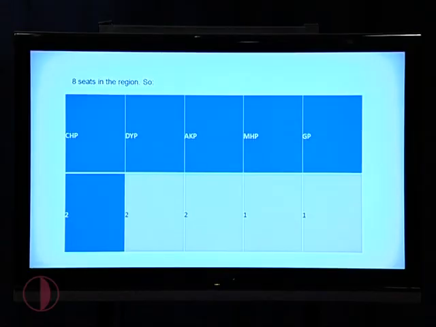According to those figures, in that region in Turkey, CHP is likely to have 2 seats, DYP 2 seats, AKP 2 seats, MHP 1 seat, and GP 1 seat. As I've told you previously, that region has 8 seats.